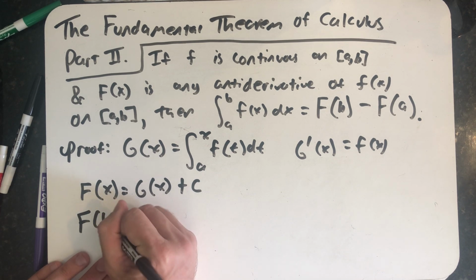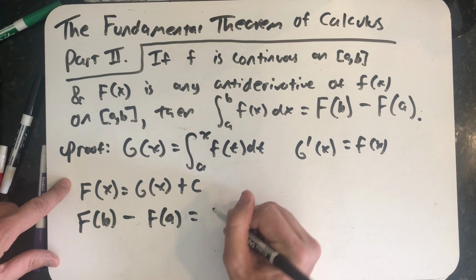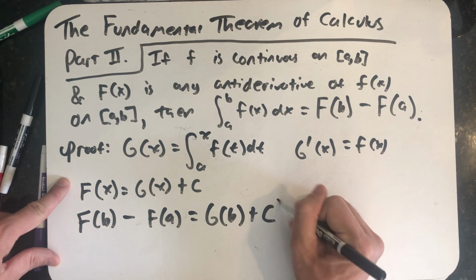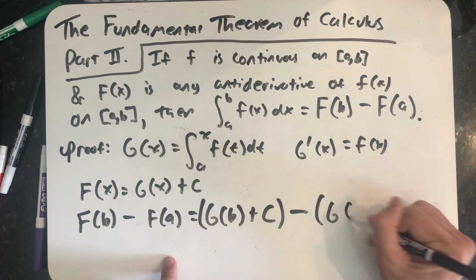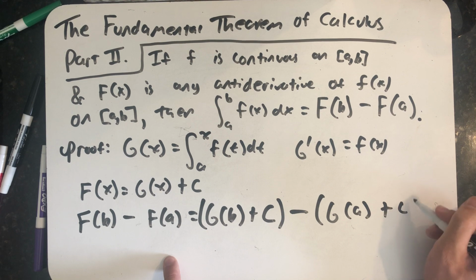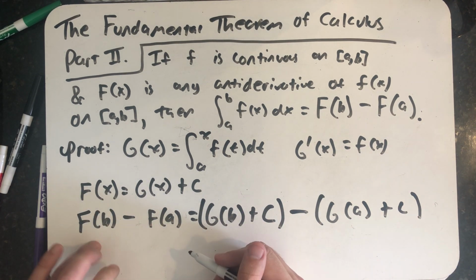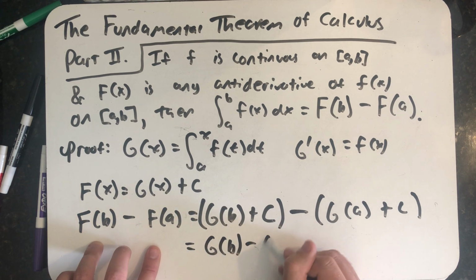So F of b minus F of a, because of this equality, would be G of b plus some value c, minus, and now F of a would be, well, G of a plus that same arbitrary constant c. Right away I see the arbitrary constants cancel out and that F of b minus F of a is G of b minus G of a.